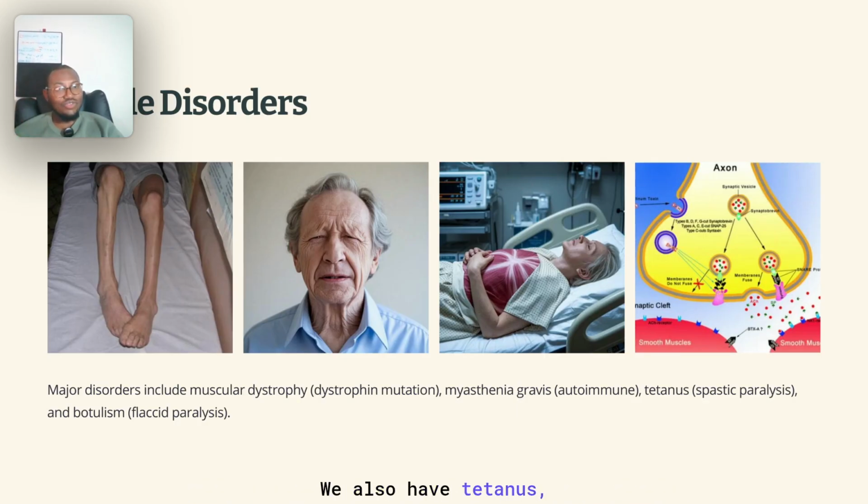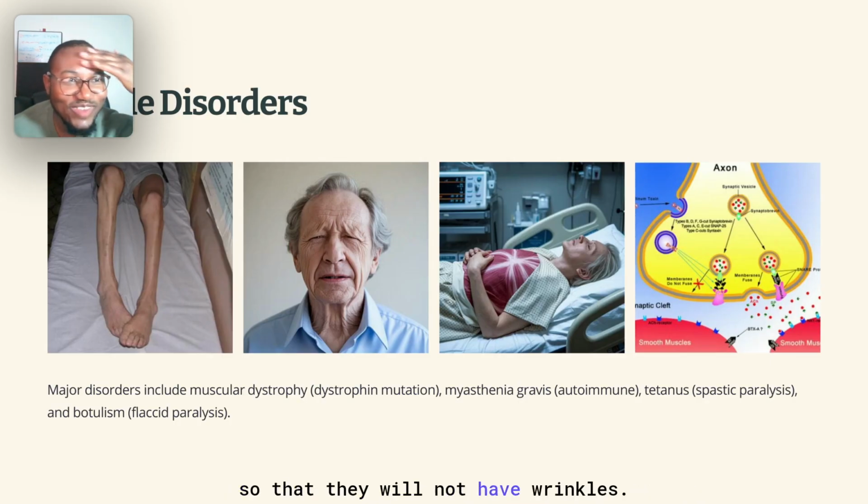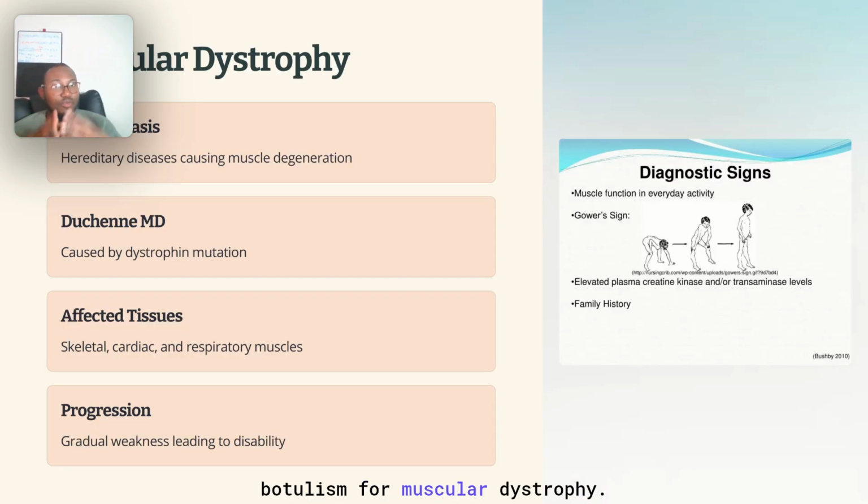We also have tetanus, which leads to spastic paralysis, and we have botulism that leads to flaccid paralysis. There are some people that put Botox here so that they will not have wrinkles. All right. So that is botulism. For muscular dystrophy, we discussed that it's a hereditary disease causing muscle degeneration as a result of the dystrophin having a problem. That's the connection. You understand? The most common type is the dystrophin muscular dystrophy, which I told you is the dystrophin mutation, right?